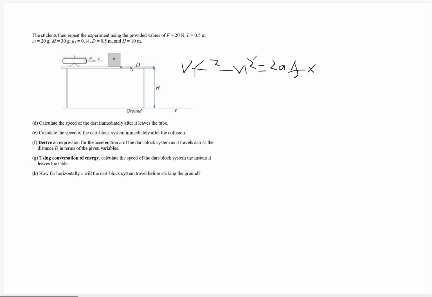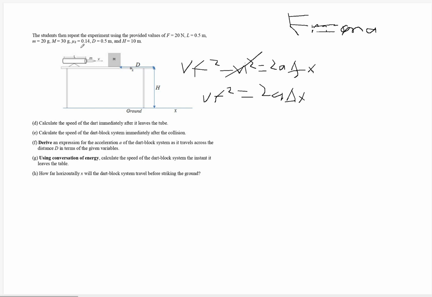move, so the initial velocity is 0. So just cross this out, and then we bring the final velocity to one side, so V squared is equal to 2a delta x. All right, so for a, we can find it by using F equals m times a. You can find a using the force equation.